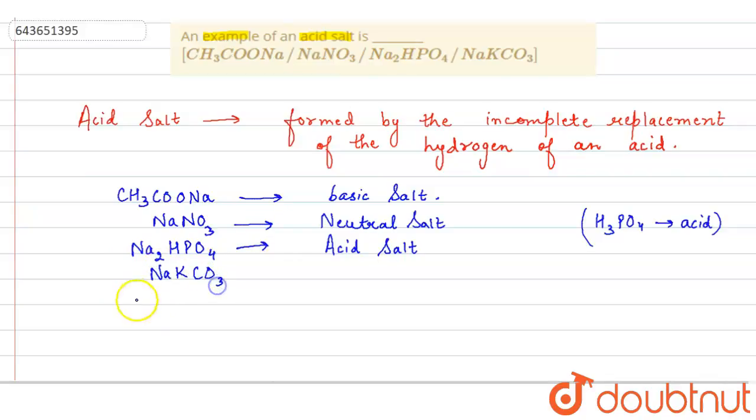NaKCO3, which is sodium potassium carbonate. Now this is basically a mixed salt because in this there are two positive ions, that is basic radicals. So it is a mixed salt.